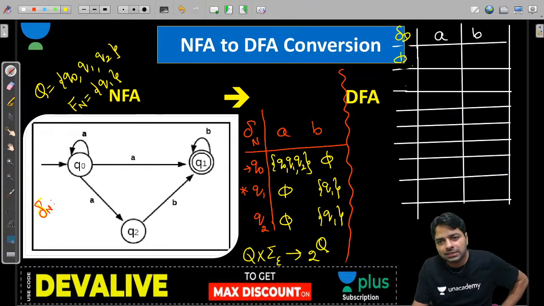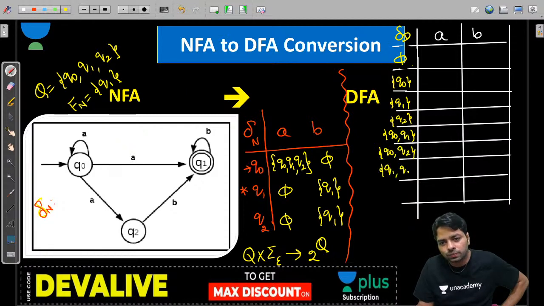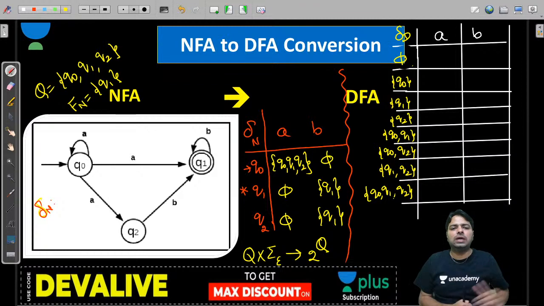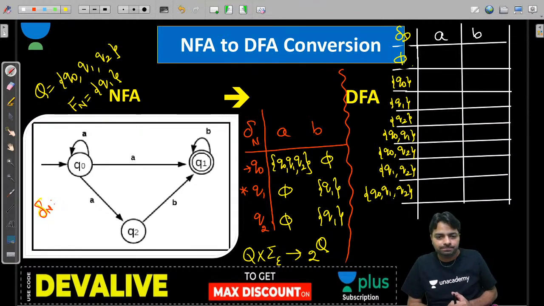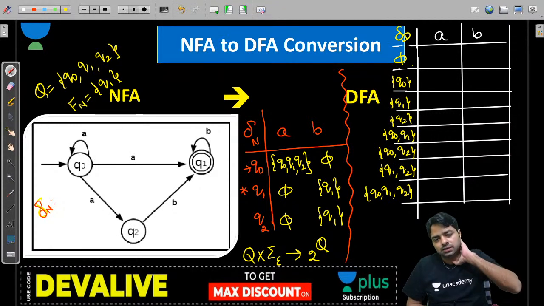What is that? Empty set and Q0. One element subsets Q2. Okay, then two element subsets Q0 Q1 and Q0 Q2, and you will have Q1 Q2, and then you will have Q0 Q1 Q2. I copied 8 subsets into 8 rows. This is what we call subset construction. Is this point clear so far?